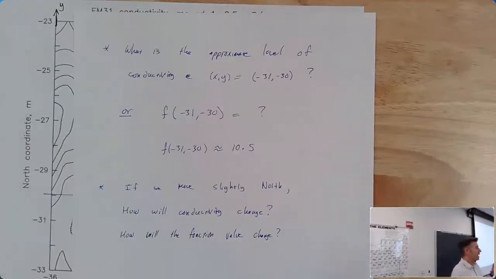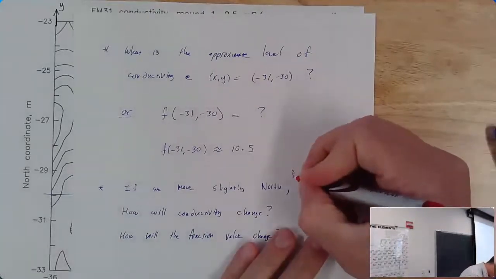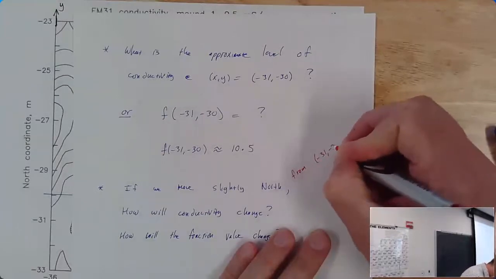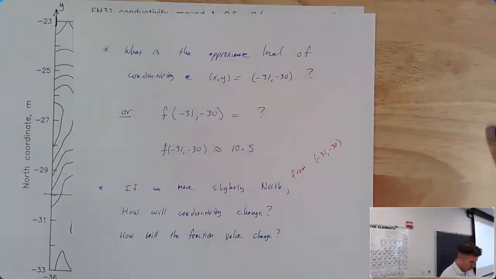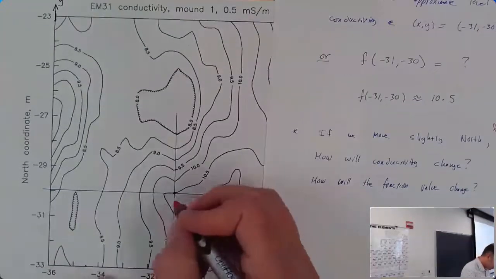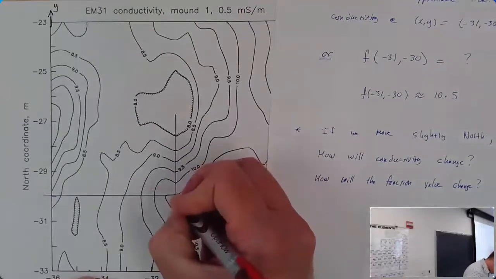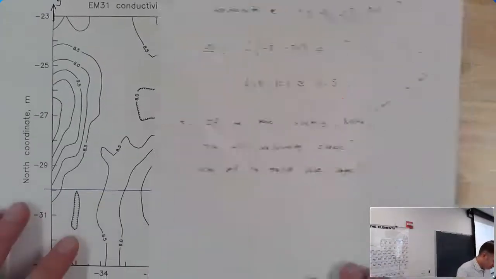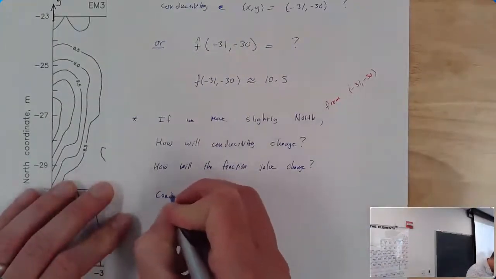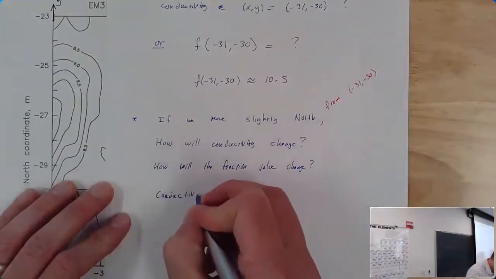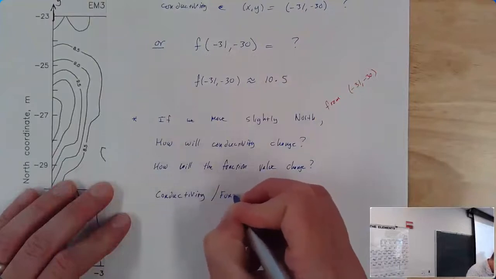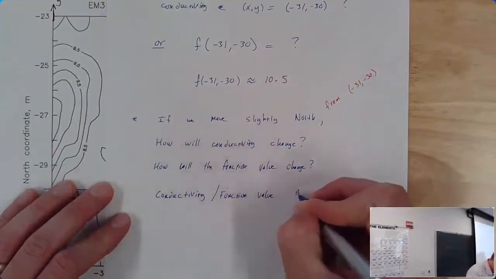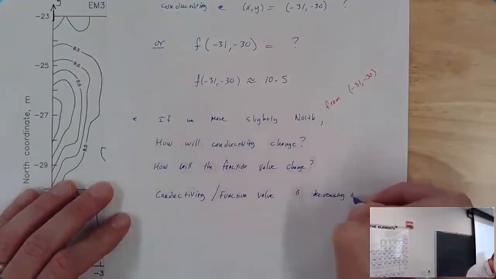All right, so I should say if we move slightly north from that point, I think that was implied, just slightly north from the point -31, -30. In case that wasn't immediately clear. So if we look at that point, and I move slightly northwards, are my level curve values getting bigger or smaller? Definitely smaller. So we would say we're decreasing. The conductivity, aka function value, is decreasing in that direction.